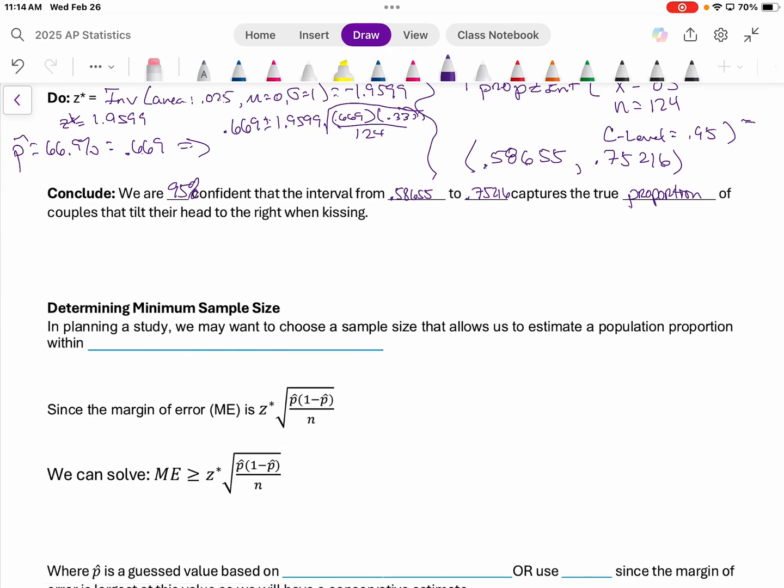All right. Last little bit. This is the last part right here, the rest of this page. Determining a minimum sample size. In planning a study, we may want to choose a sample size that allows us to estimate a population proportion within a certain margin of error.